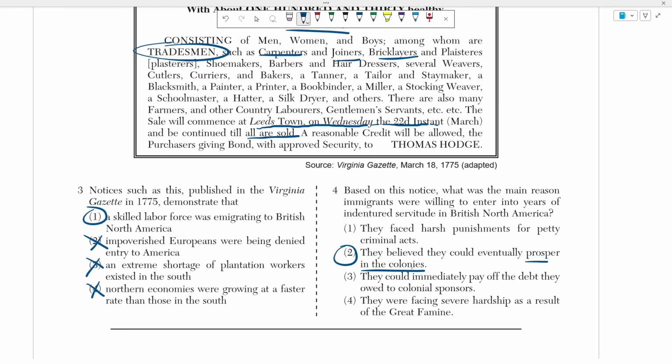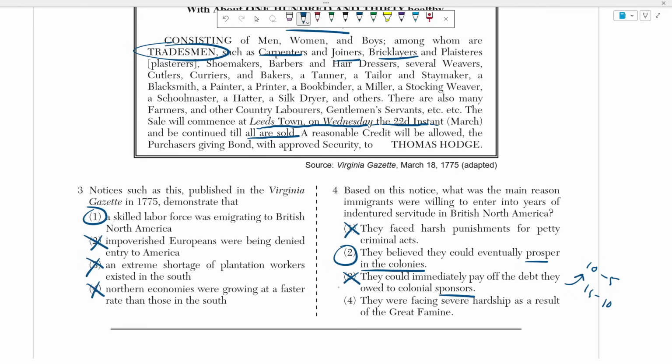Again, people emigrated to the New World in search of better opportunities. So choice 1 is false. They wouldn't have let a criminal cross, right? Choice 3, they could immediately pay off the debt they owed to colonial sponsors. This is false. The debt that they owed to the sponsors, the people who paid for their voyage, would take 10 to 15 years, a very, very long time of working.